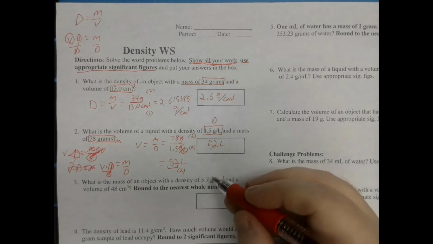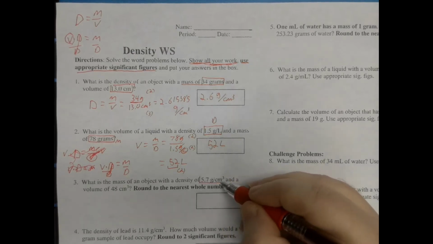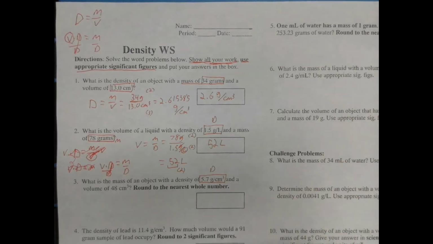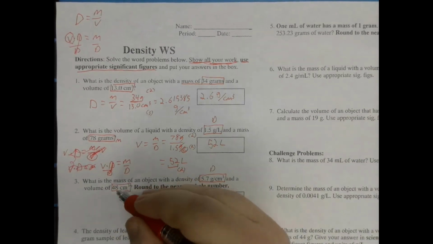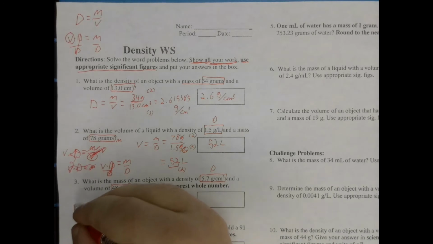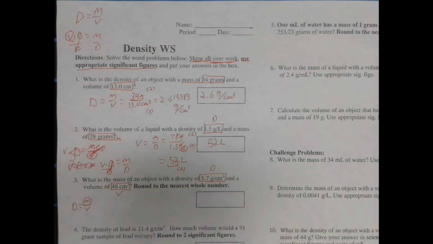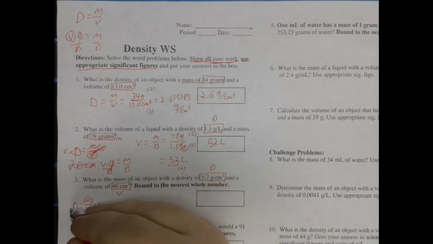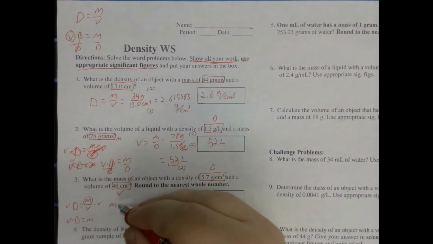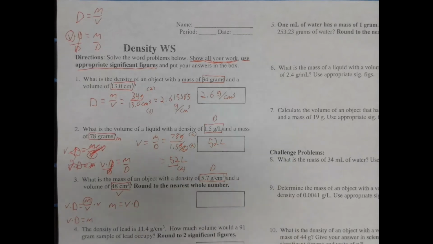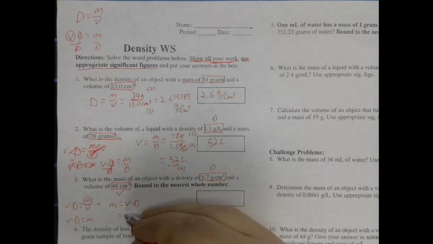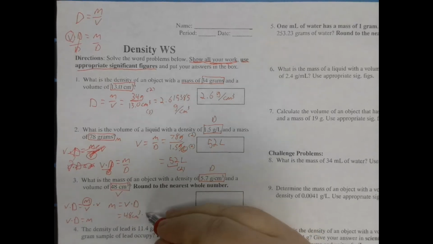So what is the mass of an object with a density of this? So that is our density, and a volume of 48 cubic centimeters. So again, we start with our original equation. Density is equal to mass divided by volume, and we're solving for mass. So multiply both sides by volume, and we get volume times density is equal to mass. So mass is equal to volume times density. For volume with 48 centimeters cubed times density of 5.7 grams per cubic centimeter.